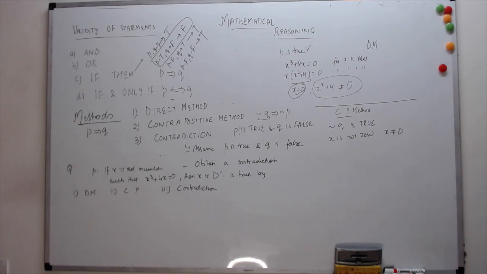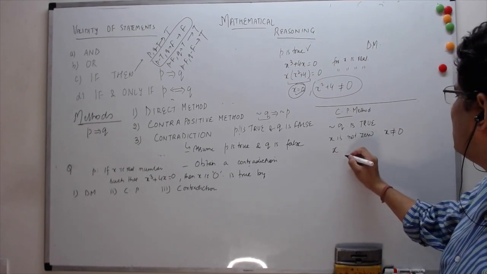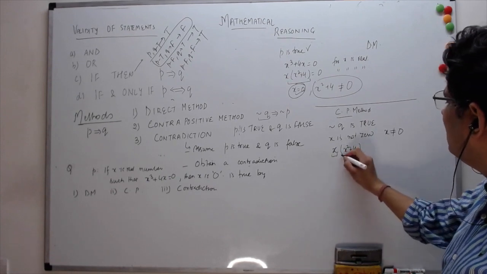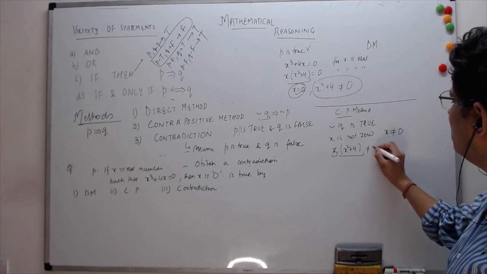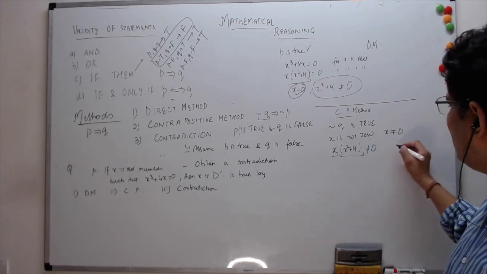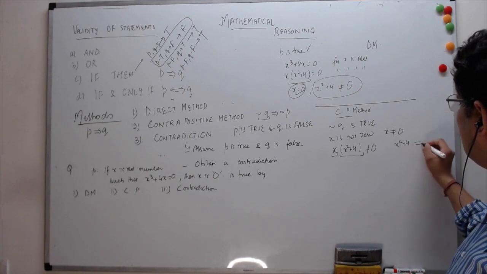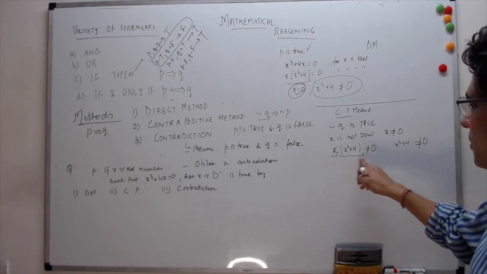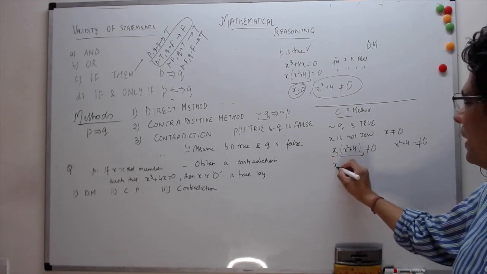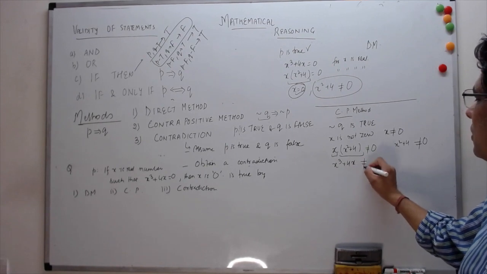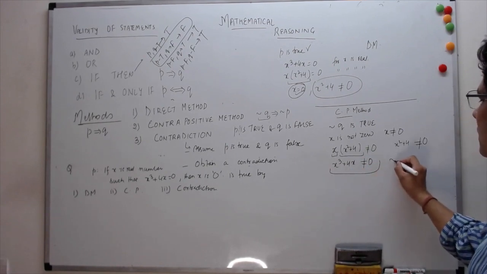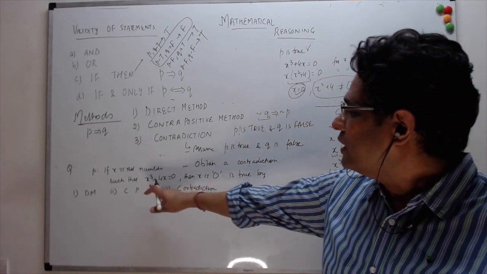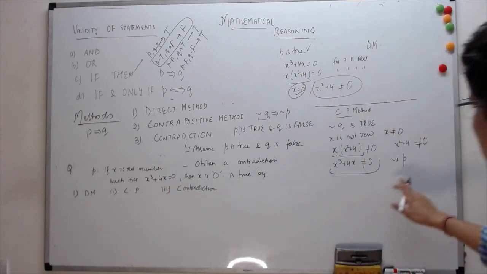So if x is not equal to 0, then x times (x square plus 4), if this is not 0, then this entire statement can also not be 0, because ultimately x square plus 4 is a positive number and that cannot be 0. So if x is not 0, then this product will not be 0. That means x cube plus 4x is also not going to be 0, and that is the negation of p, right? Which is such that x cube plus 4x equals 0. So this is the negation of p.